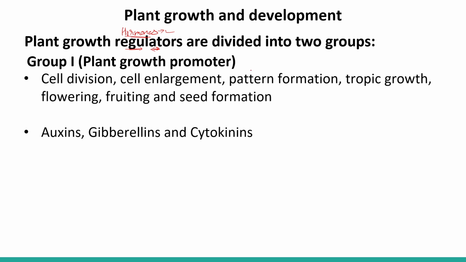So now plant growth regulators or phytohormones are divided into two groups. There is group 1 and then we have group 2. Group 1 consists of the hormones which are plant growth enhancer. And then in group 2, we have the plant growth inhibitor.